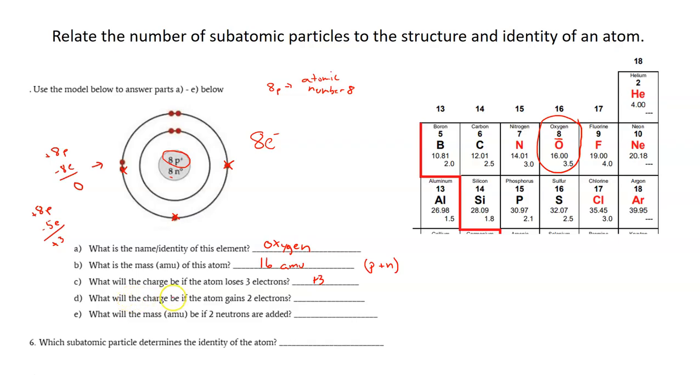And then it says, what would be the charge if the atom gains 2 electrons? So in that case, 8 protons, which are positive, and 10 electrons, which are negative. That would give me a negative 2 charge. And then if we add 2 neutrons, so instead of 8 protons and 8 neutrons, it would now be 8 protons and 10 neutrons. And for the mass, we just add those numbers to get 18 AMU.